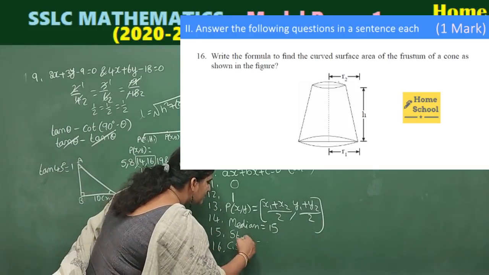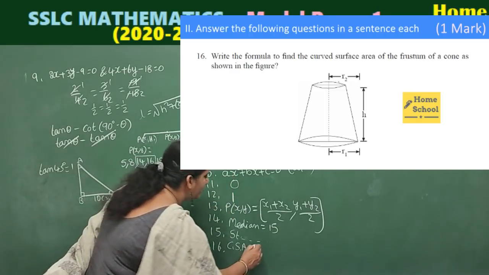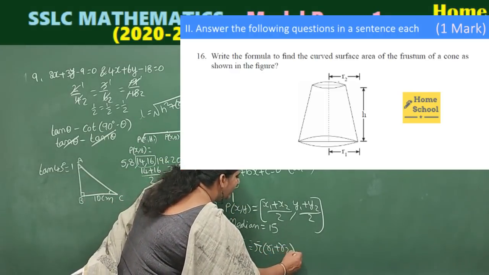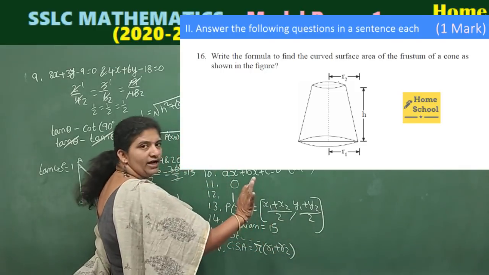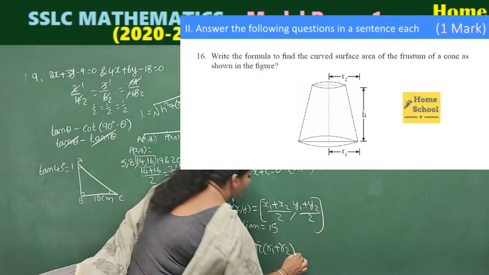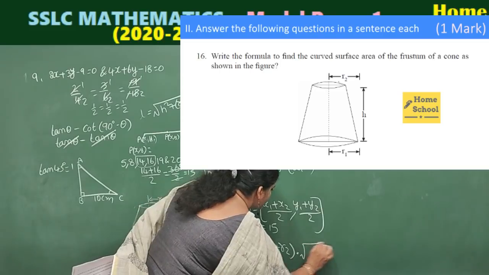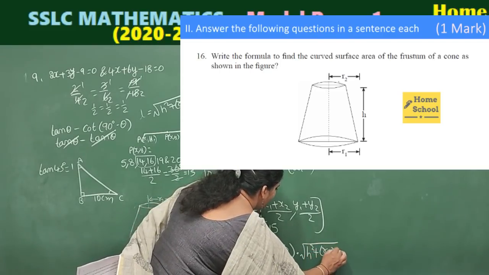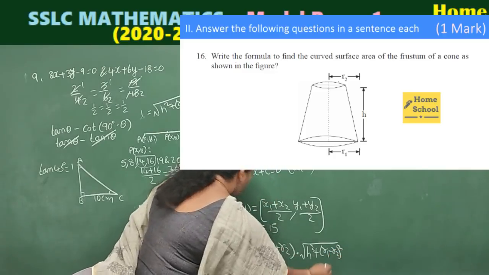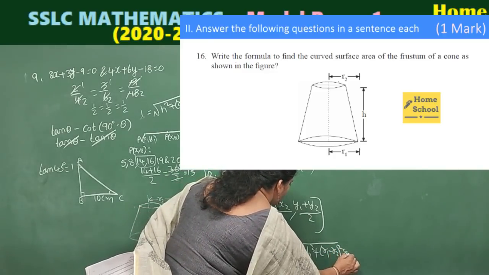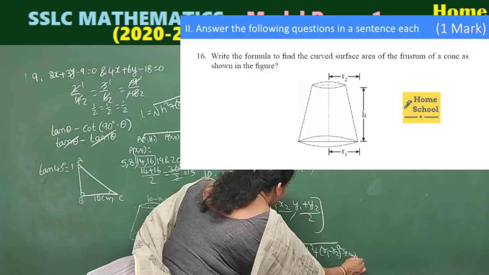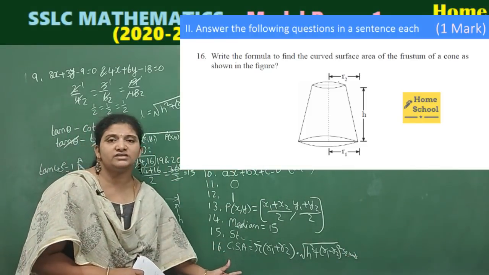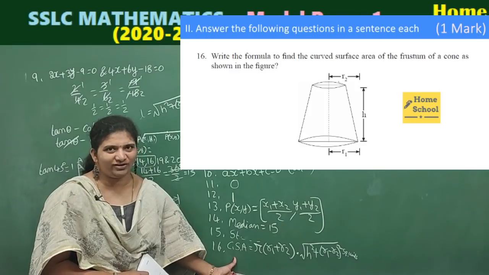CSA of frustum of a cone, you start writing pi into R1 plus R2 into L. Don't write L. Instead of L, you write this one, into square root of H square plus R1 minus R2 whole square units. Compulsorily you should write the unit also. This is curved surface area of a frustum of a cone.